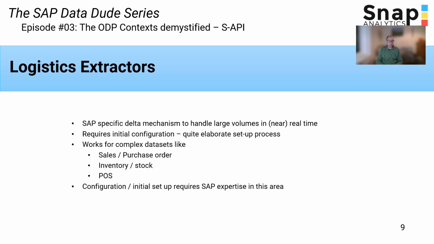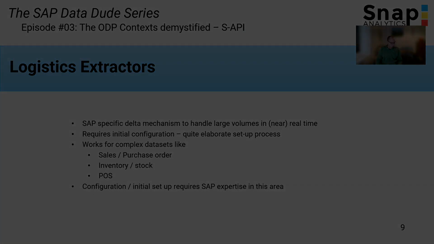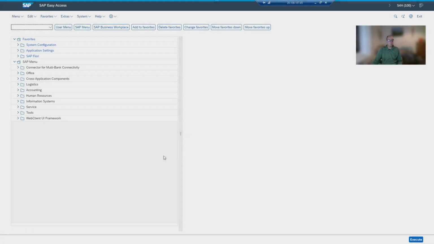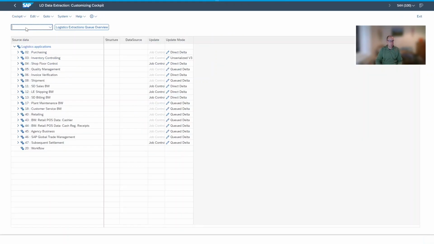So I would recommend, if you are planning to use these, to involve someone with SAP expertise in configuring logistics extractors rather than trying to figure this out on a rainy afternoon. The basics are in what's called the logistics cockpit. So in SAP, the logistics cockpit is in transaction code LBWE.